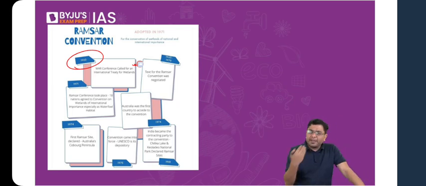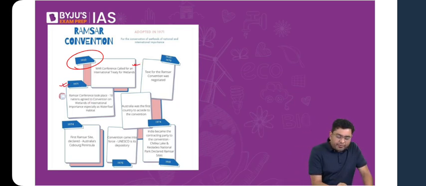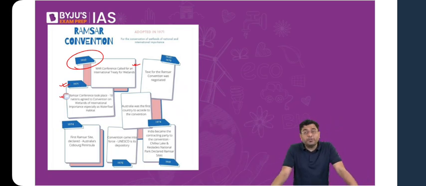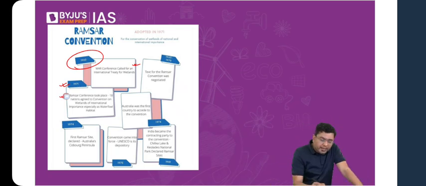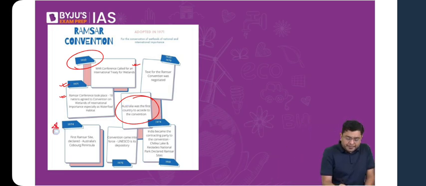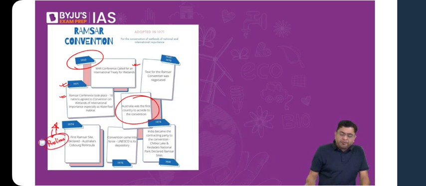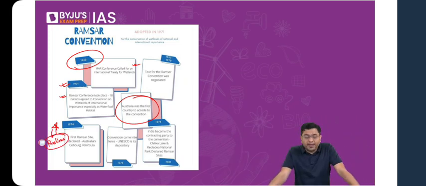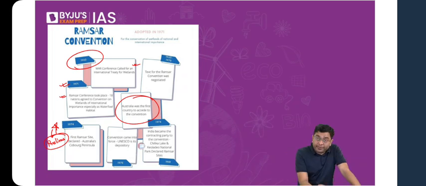It was in 1971 when the Ramsar Conference took place, and various countries, NGOs, and member organizations participated. Australia was the first country to accede to this convention. And then in 1974, again relevant for your prelims, the first Ramsar site was declared in Australia, and the convention came into force, with UNESCO as its depository. India became a contracting party to the convention in 1981.